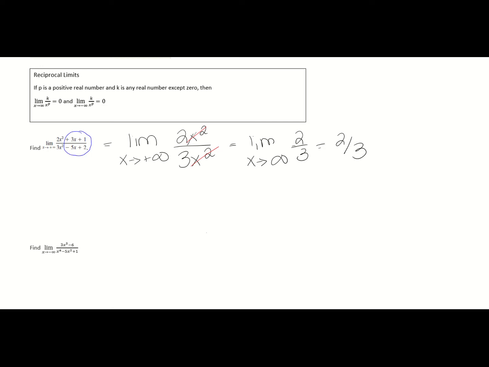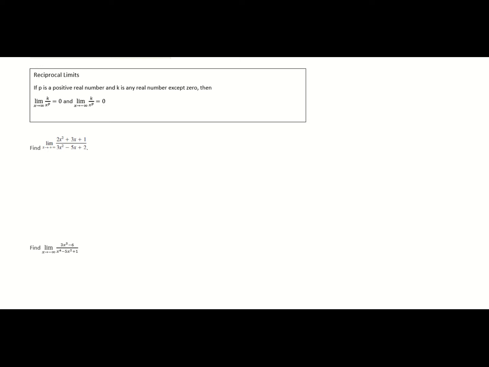Now keep in mind again that you are approaching 2/3. So as your x's are getting bigger and bigger, your y's are going to get closer and closer to the number 2/3. It will never be 2/3, but it will get closer to the number 2/3. So what happens here is you have a horizontal asymptote at this rational function. So y equals 2/3 would be the horizontal asymptote of your function.